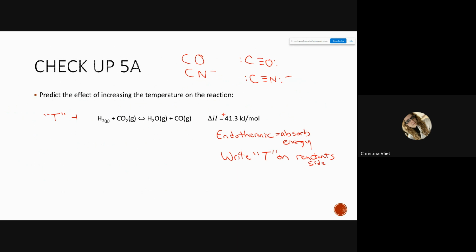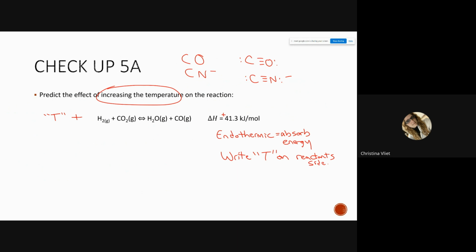But anyways, positive 41.3, yes. So we always write the T on the reactant side if it's endothermic. If it's exothermic, that's why I said you have to analyze. Endothermic means reactant side. Exothermic means product side, because it's releasing energy. So then, what's the effect of increasing the temperature?